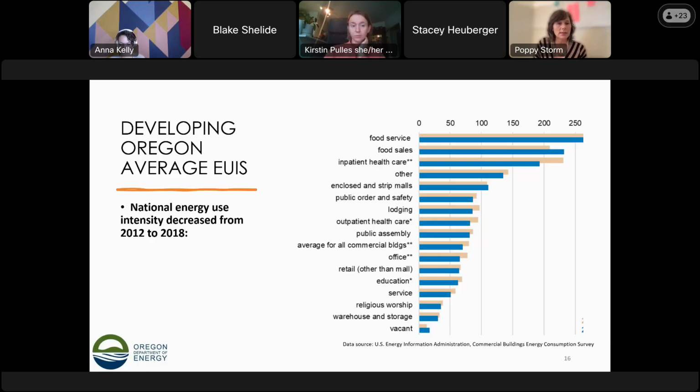But as you can see, between 2012 and 2018 in the national data, there is a reduction in nearly all of these building types. So you see the yellow is the 2012 and the blue is the 2018. And the average that they estimated for this CBEX national data set is that the average across all building types was about 10%. Next slide.